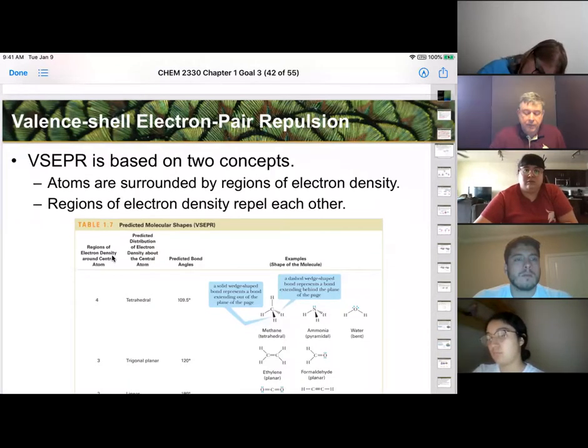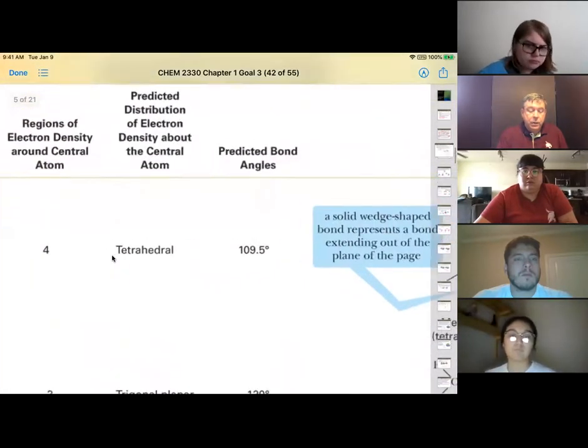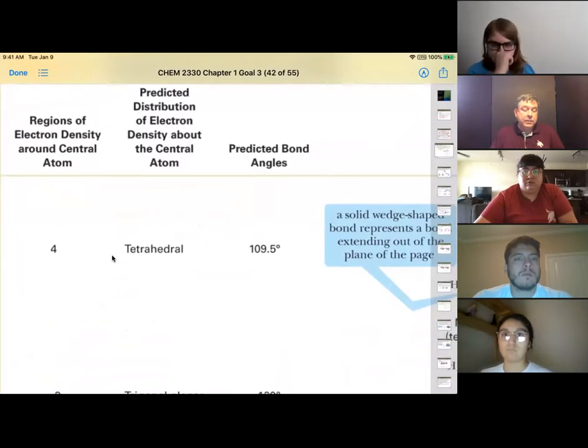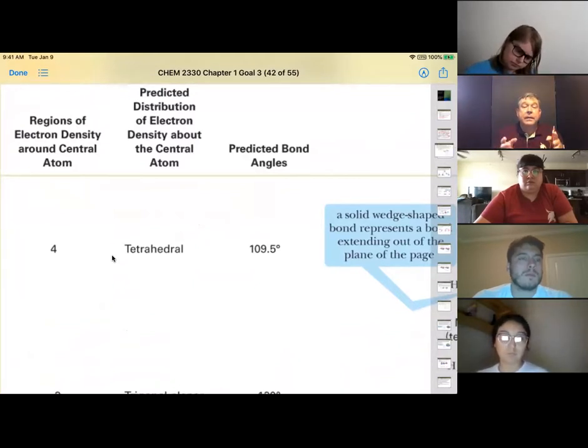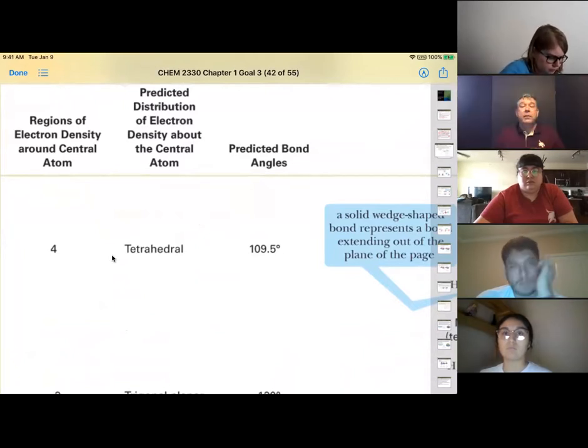Okay. So let's blow this up. If we have 4 regions of equal electron density, classically we think of that as the sp3. Because you have 1 s, 3 p's, that brings 4 together, 4 equivalent things. The best you could spread those out in 3-dimensional space is to have them 109.5 degrees apart. And we call that structure tetrahedral.